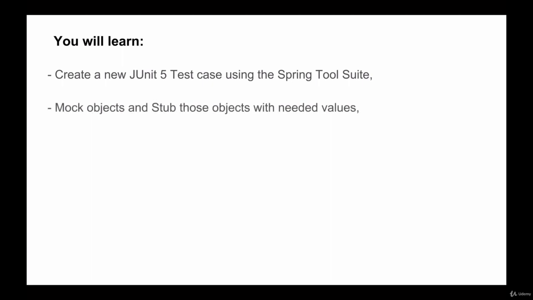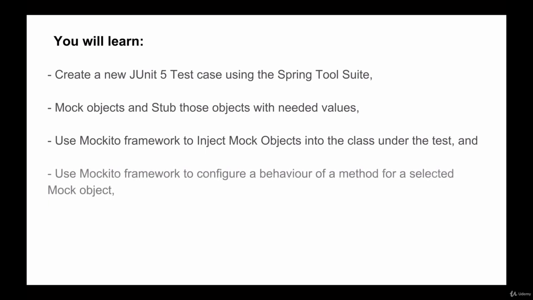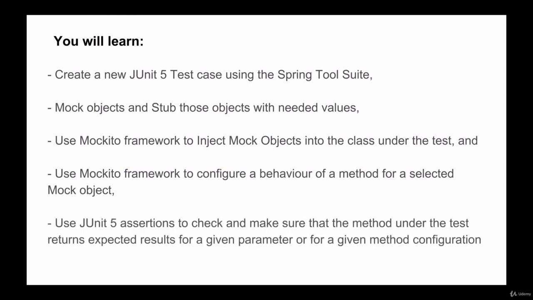But even though the following videos are not a complete and comprehensive guide on JUnit 5, the tests that we're going to create should give you a good understanding of how to create a new JUnit test case using the Spring Tool Suite, and how to mock objects and stub those objects with needed values, how to use the Mockito framework to inject mock objects into the class under the test, and how to use the Mockito framework to configure a behavior of a method for a selected mock object. And finally, you will learn how to use JUnit 5 assertions to check and make sure that the method under the test returns expected results for a given parameter or for a given method configuration.